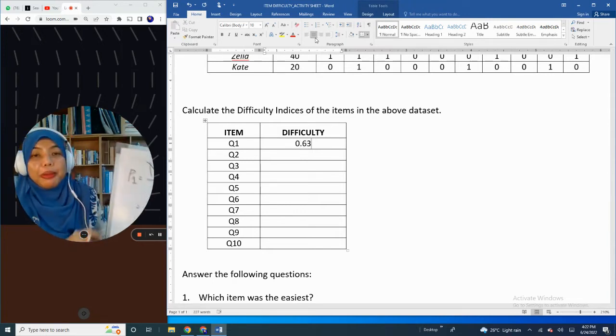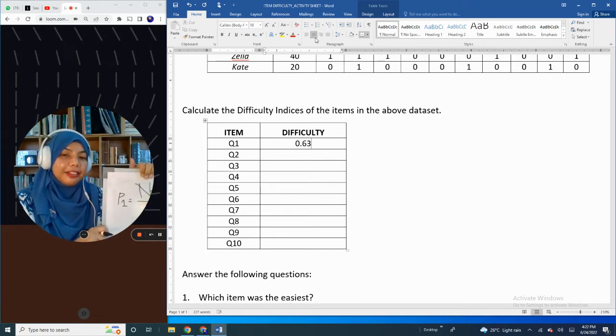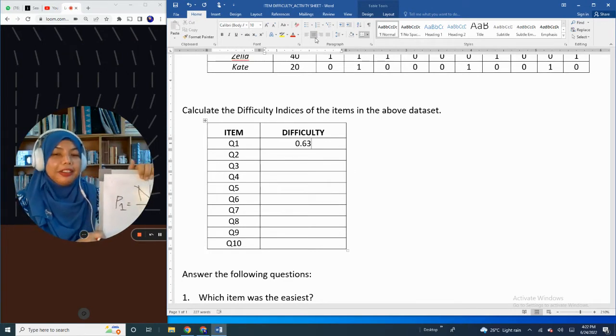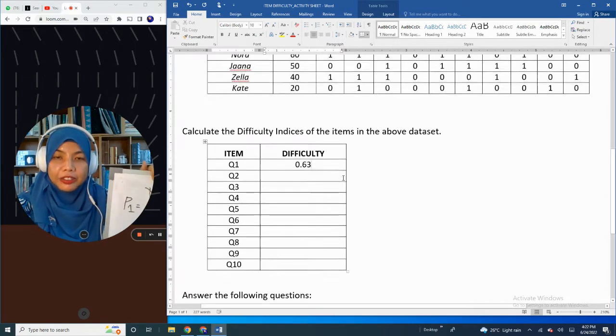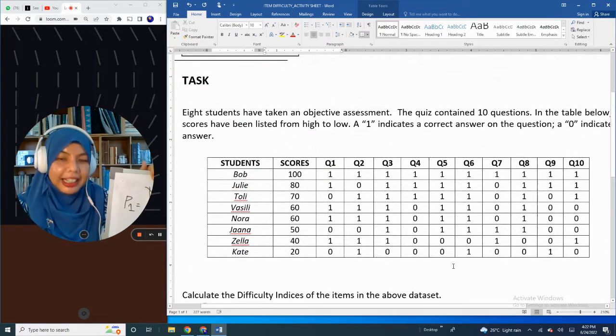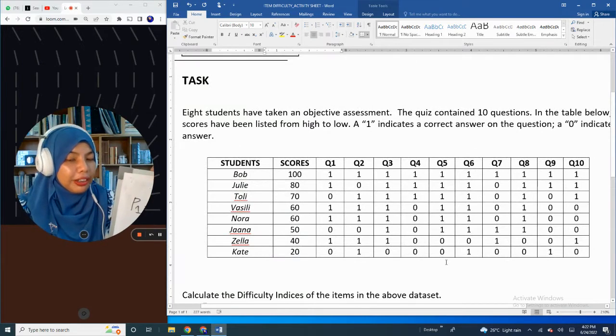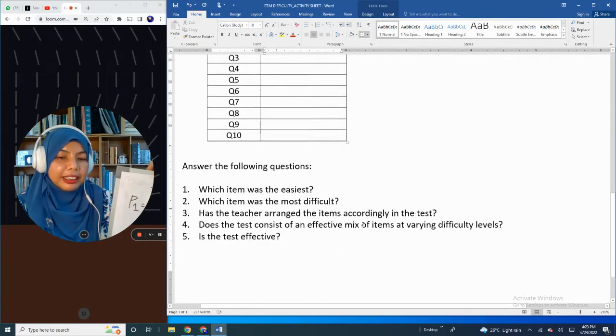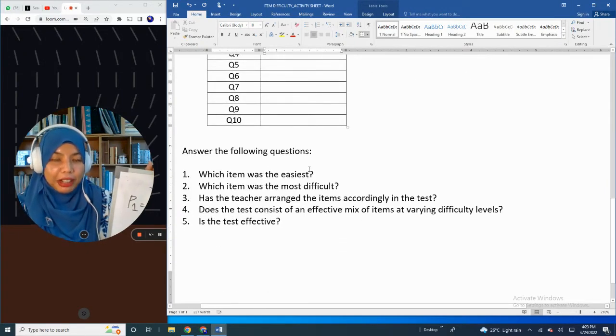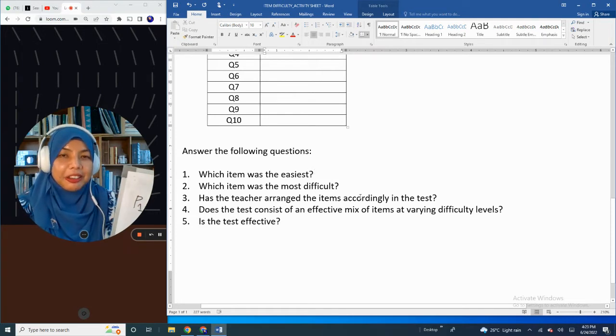So my dear students, let's take 10 minutes for you to complete the calculation of item difficulty indices for all the remaining items. Then we will discuss what these indices mean, and then we will attempt to answer all of these questions. All right, 10 minutes, all the best.